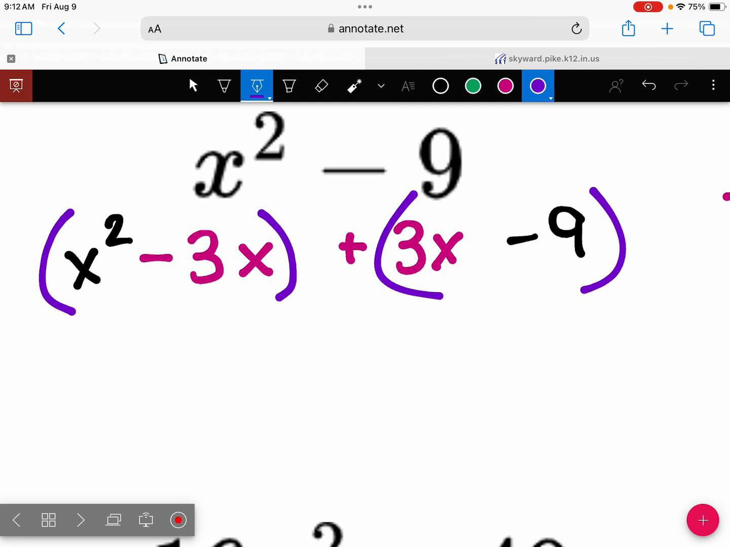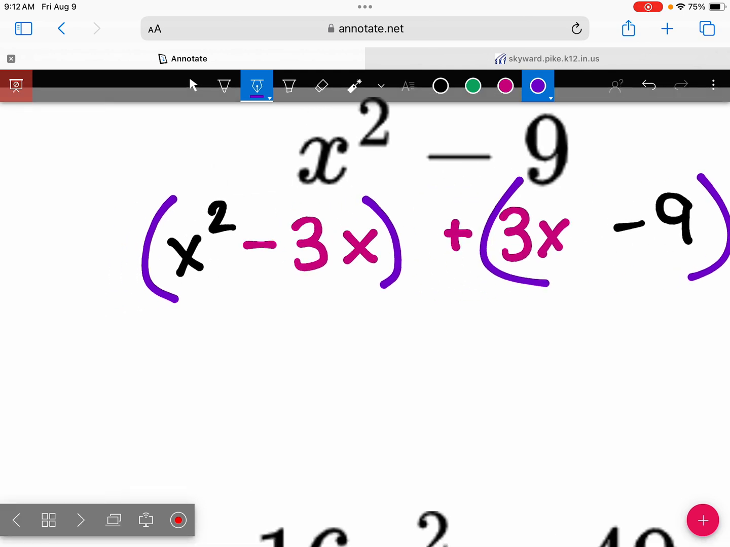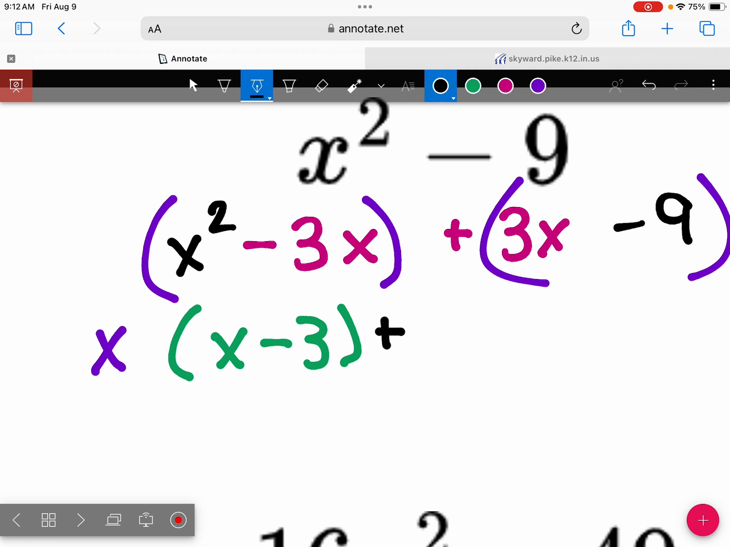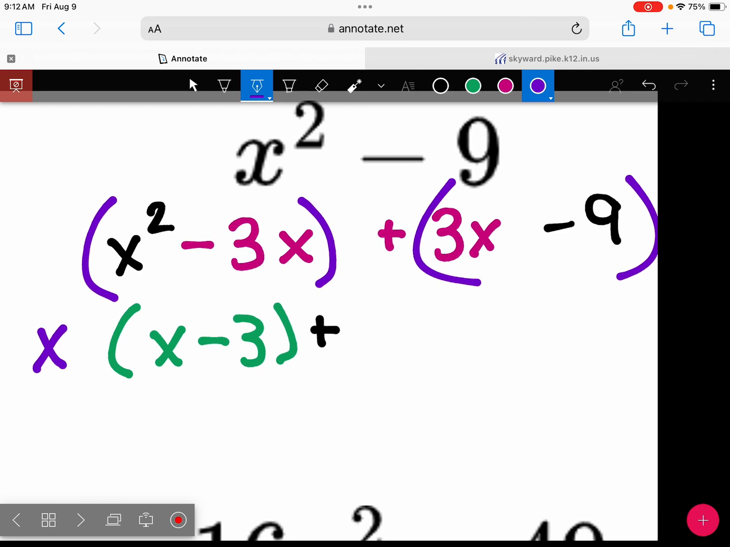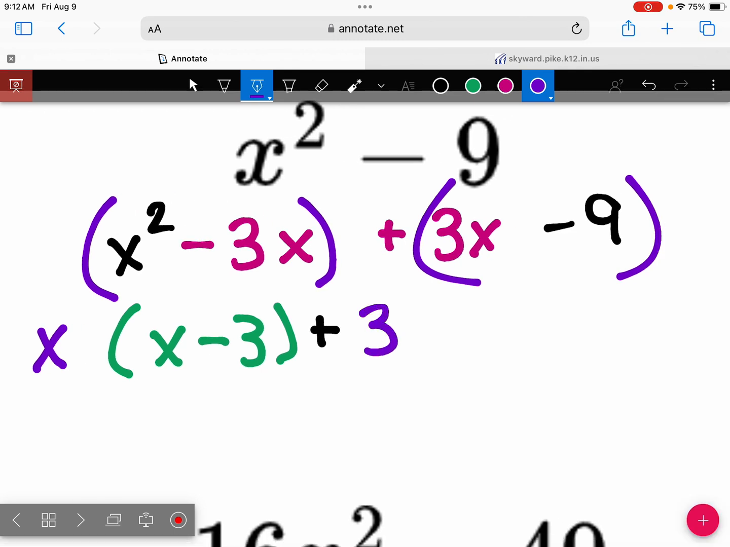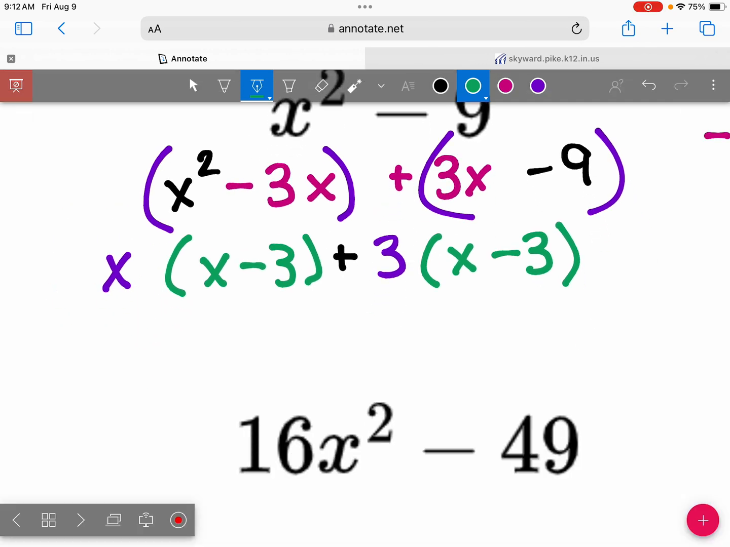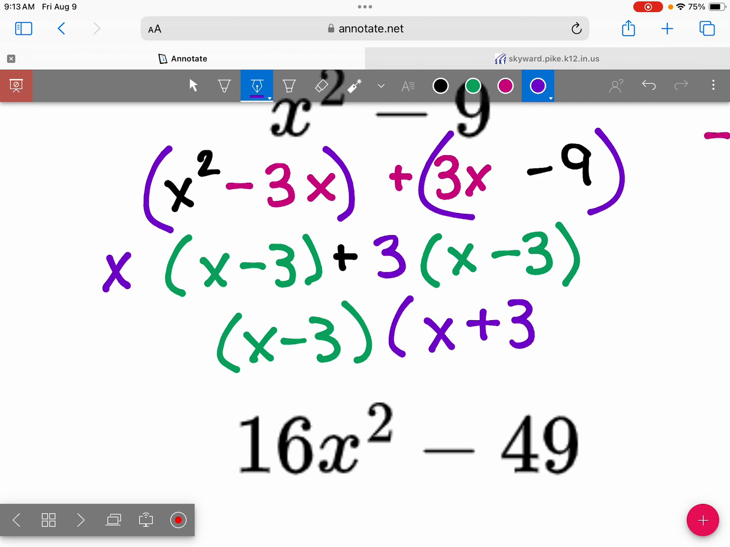What is shared between x squared and minus 3x? X. Just an x. So we have x and our leftover x minus 3. In this second pair, what is shared? 3. A positive 3. And that's going to leave me with x minus 3. So my two green blobs match, which means we did it right. So I'm going to put my x minus 3 in front. And my leftover bits in their own. We have the x plus 3. So that's doing it full out.